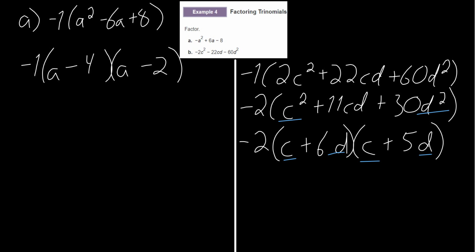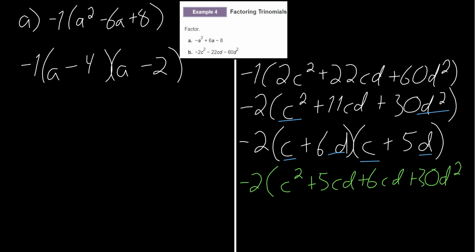Okay, so if we FOIL this out, and let's go ahead and FOIL it out just to really see what it looks like. So we've got the c squared and then plus 5cd plus 6cd plus 30d squared, and went over the gray line. Oh well. And of course we can see that if we combine our like terms here, we have an 11cd.